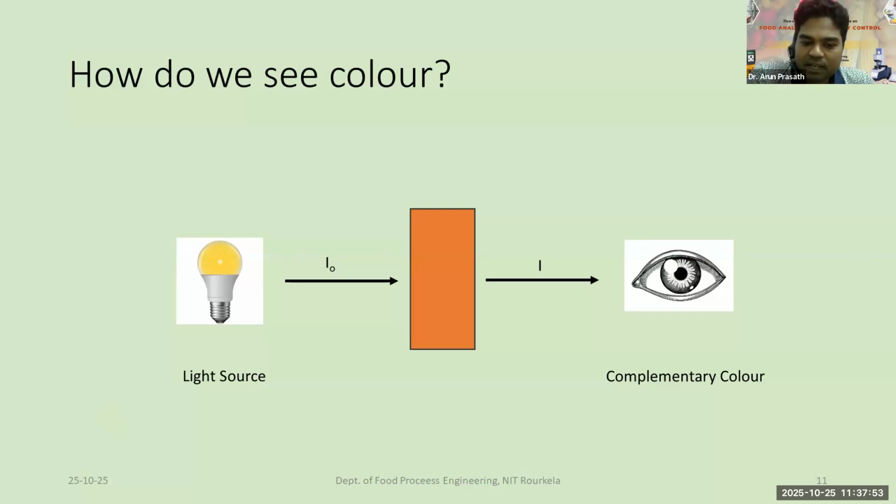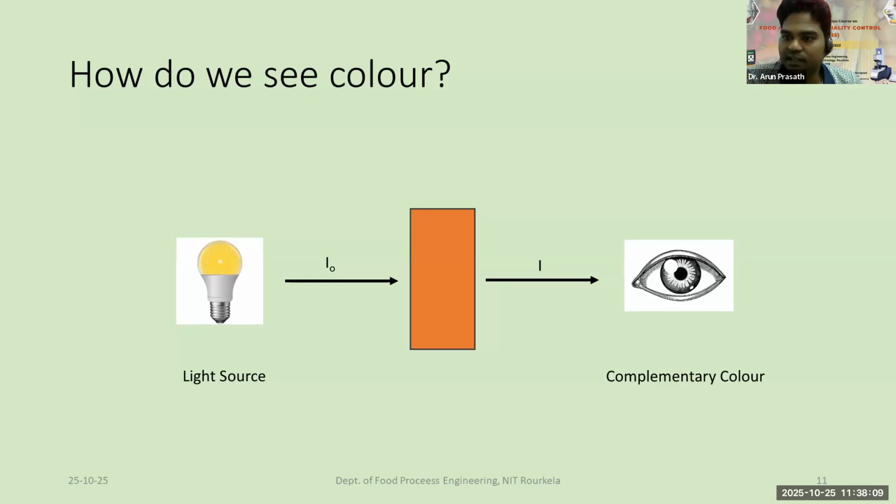So a certain portion of the visible light, a certain wavelength of the visible light region, gets absorbed, and only a certain portion is reflected back. So we see only the complementary color which is reflected. The other portions of the visible region are absorbed.